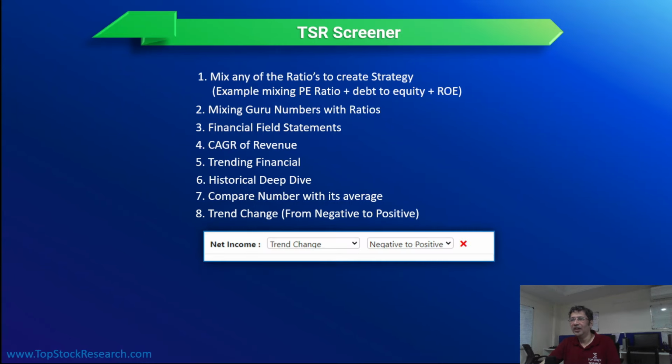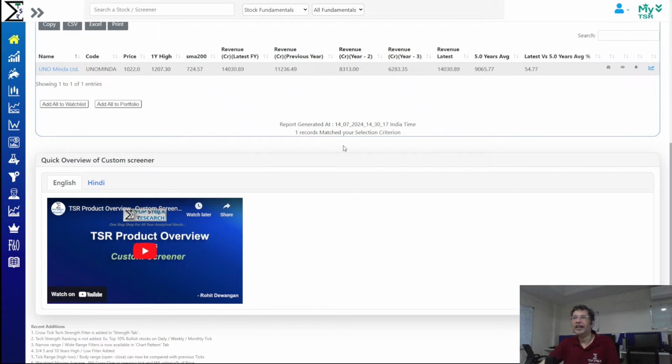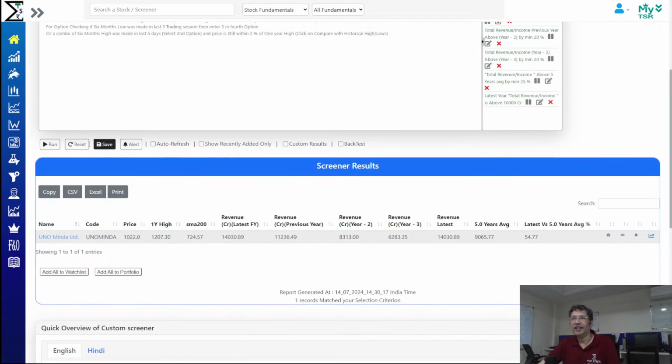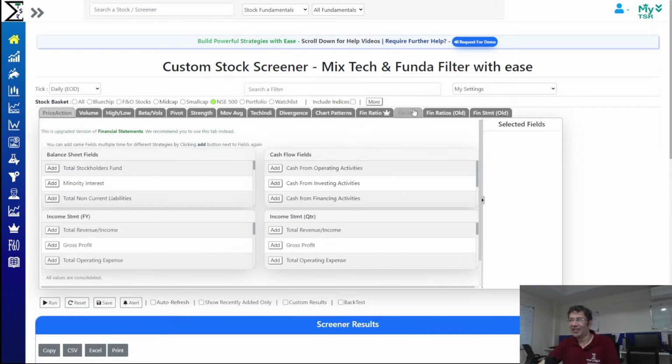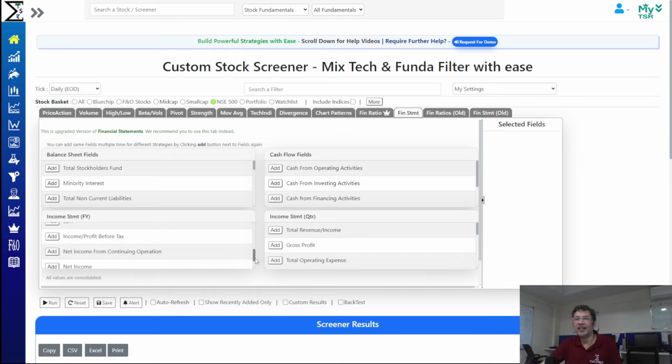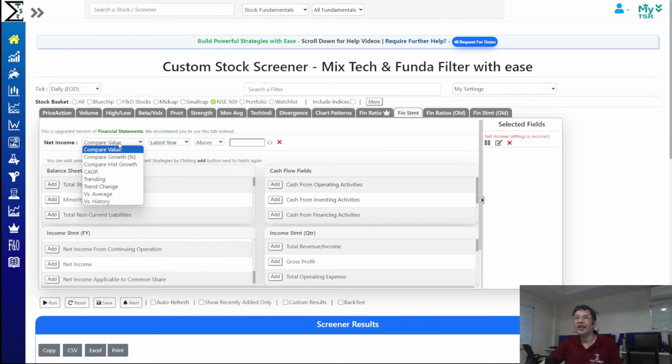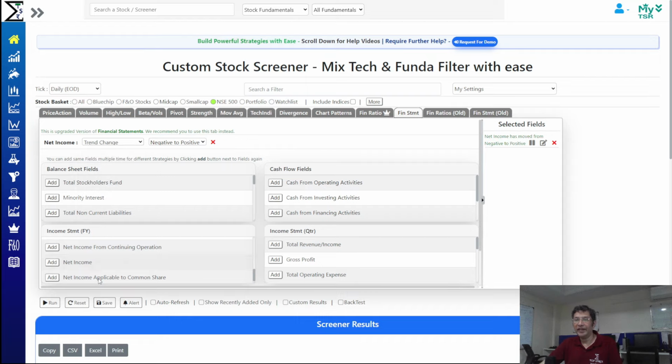Then what we have is stocks where the trend is changing from negative to positive. So again, going back here, resetting the information, and this time what we are looking for is where last year it was negative profit or basically loss, and this year is profit. So basically it's a turnaround. So let's say net income, we add net income where it is trend change. So from negative to positive, we run the stocks.